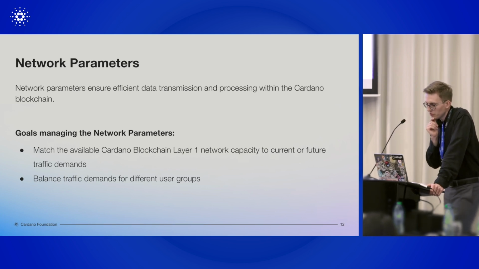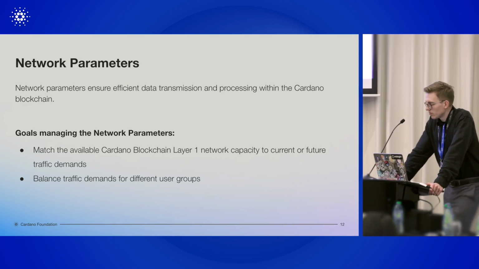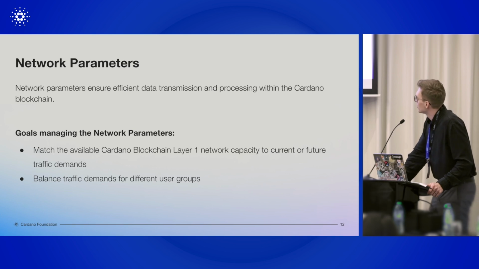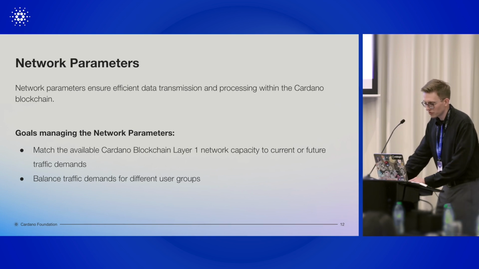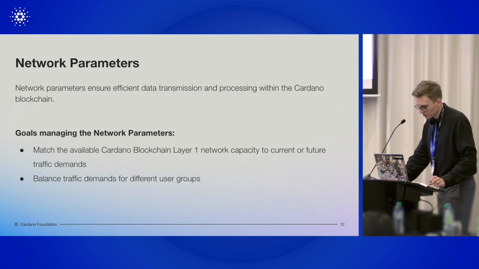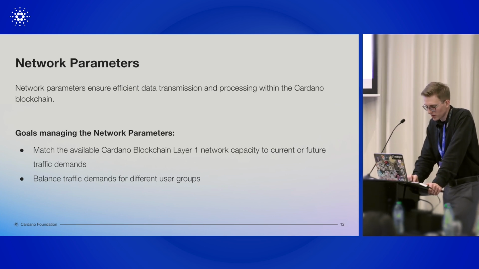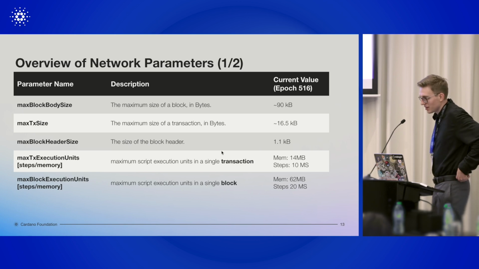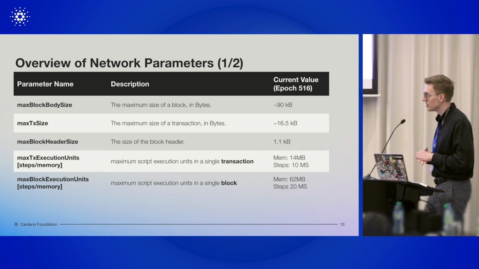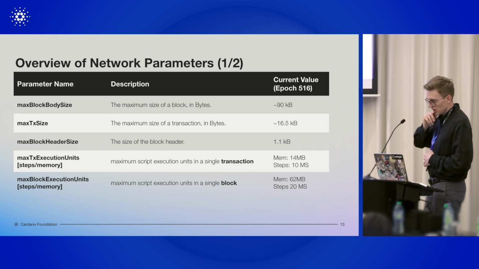When you think about the goals of managing the network parameters, they need to match the available Cardano blockchain layer 1 network capacity to current or future traffic demands. And then, of course, when we think about future demands on the network, you also need to think about the different user groups that transact on the network. Now let's take a look at the actual network parameters that are part of this group, that can be potentially voted on via governance, via the parameter change governance actions. And for the network parameters, those are these.